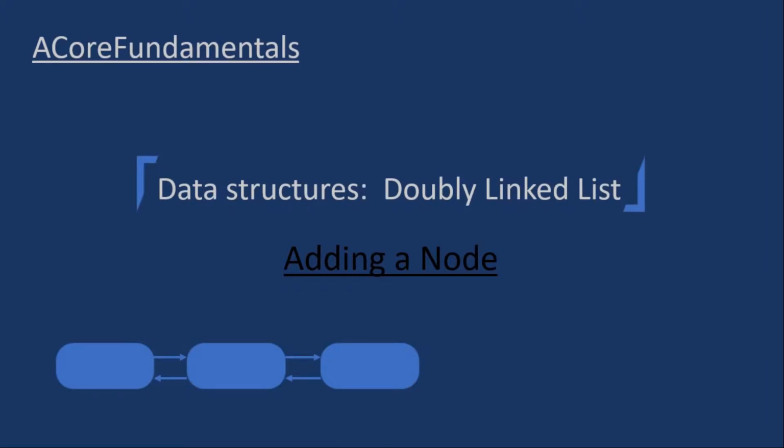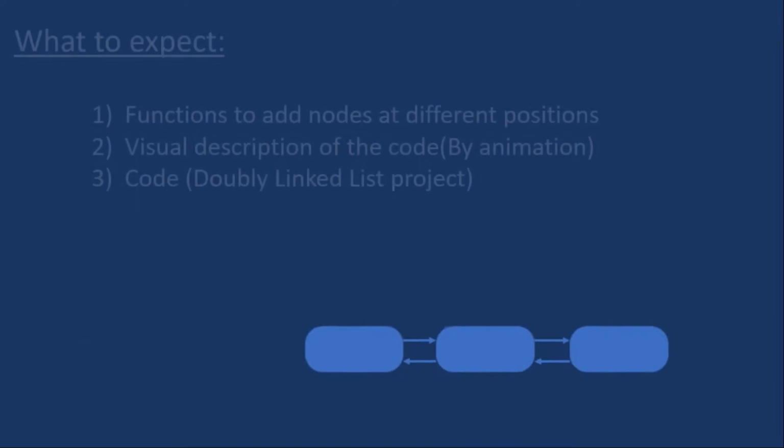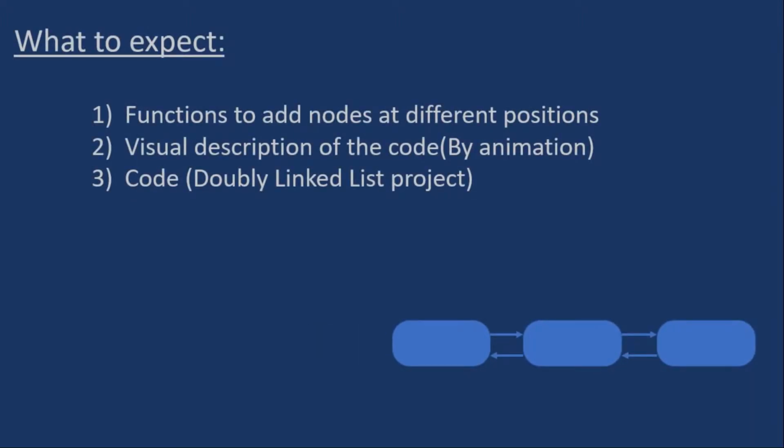After this video, you will know how to add a node in front and at the back of a doubly linked list, and also how to add nodes anywhere in the linked list using an index. And after I show you what the code does using some animation, I'll show you the actual code in the project files for the add node functions.